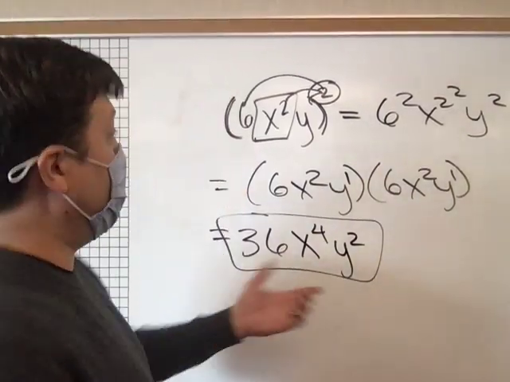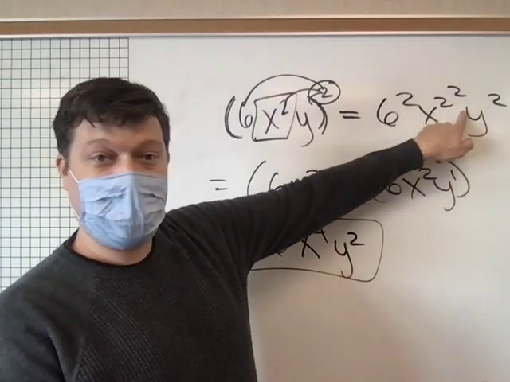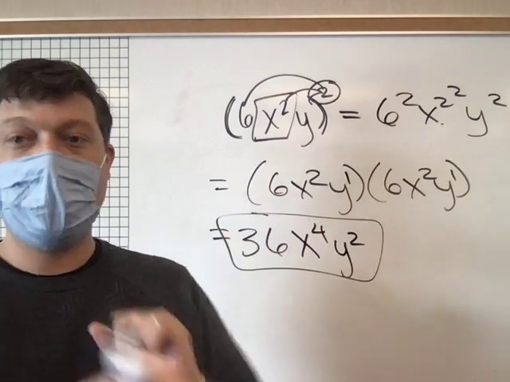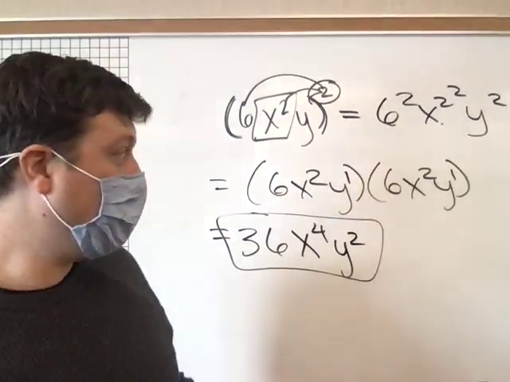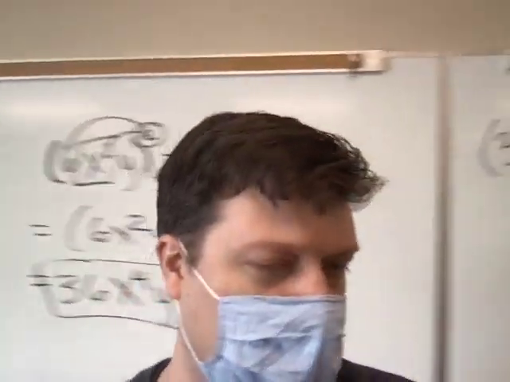And then simplify. 6 squared is 36. X to the second power to the second power, that means that there are 4 x's. So we have x to the 4th, and then last of all, the y becomes y squared. Let's move on to the next question. Coming along. Here we go.